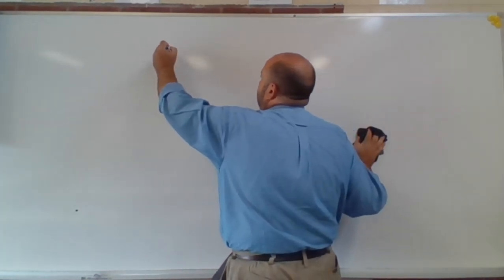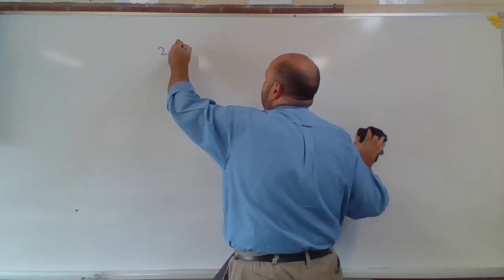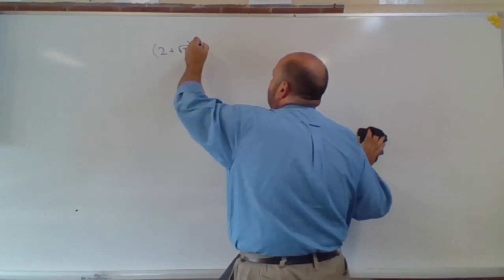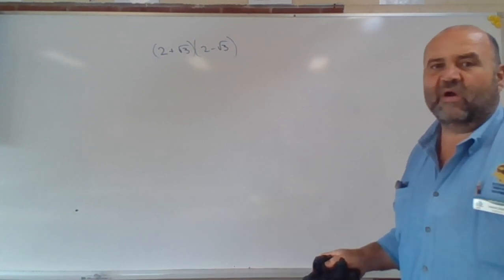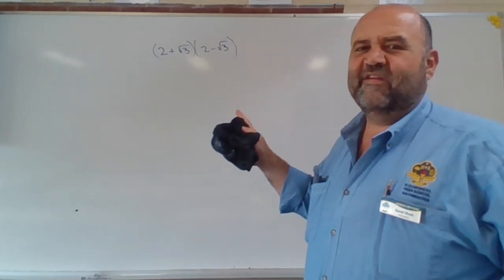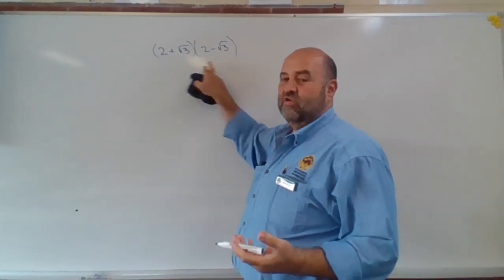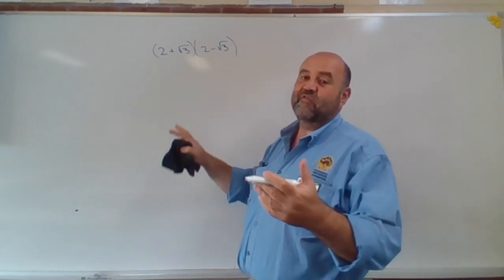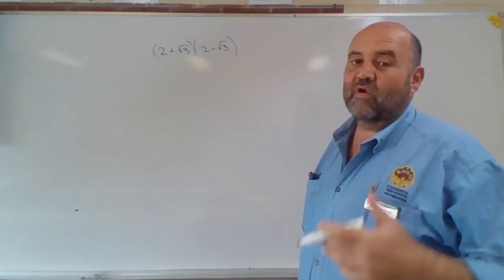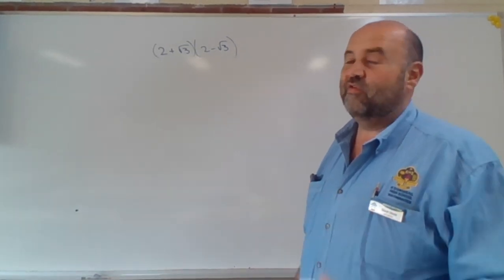So if I've got 2 plus root 3 times 2 minus root 3, well, straight away I look at that and I think, hang on a second, that's a difference of 2 squares. They are a conjugate pair. They're both the same. They only differ by the sign in the middle. Well, I know that that's going to be a difference of 2 squares.